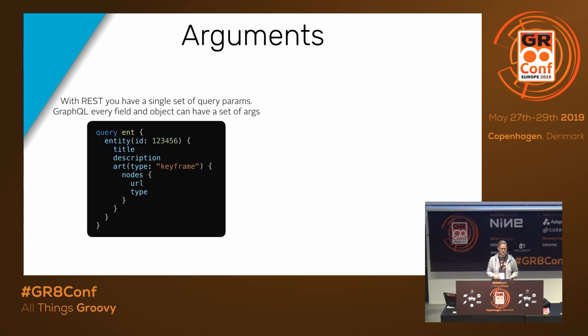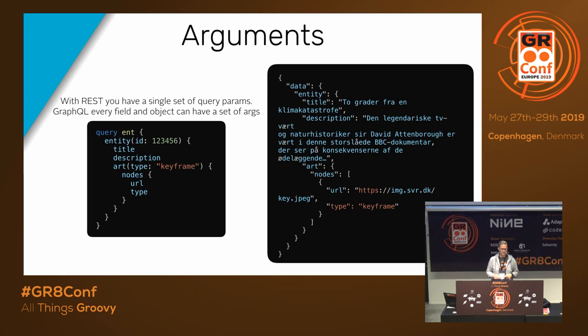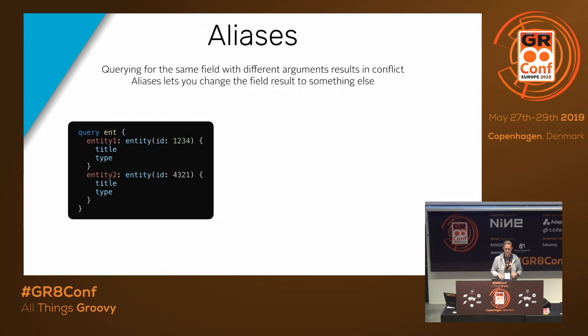But then we have a second parameter, keyframe. So we only want images that are actually keyframes. And again, the response has the exact same fields, and the art that's returned has the type keyframe. So we get that entity with that ID and only the images attached to that entity that are of type keyframe. Then we have aliases.